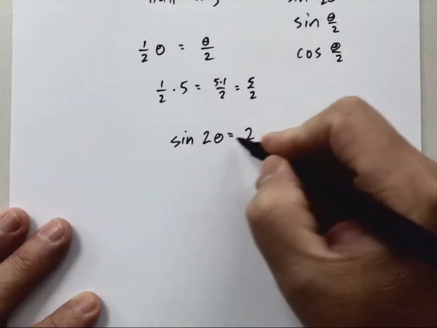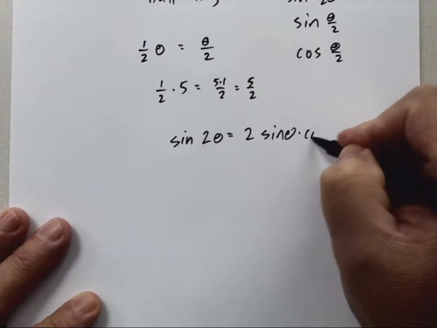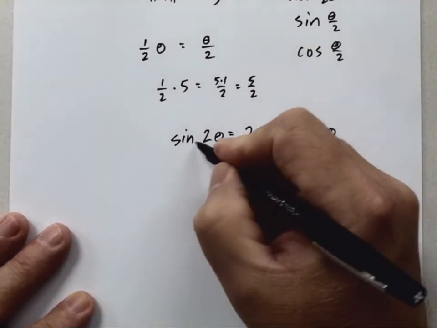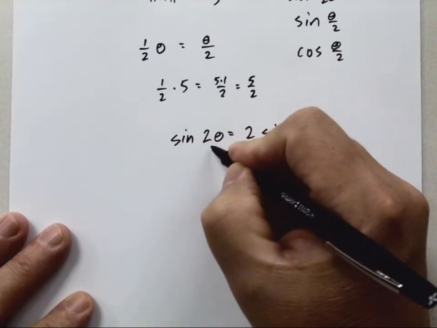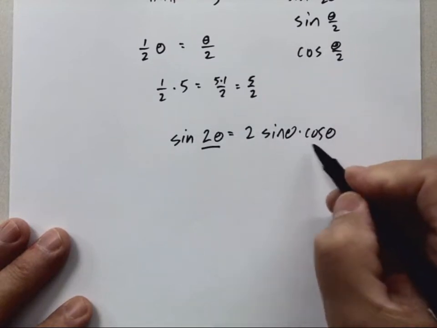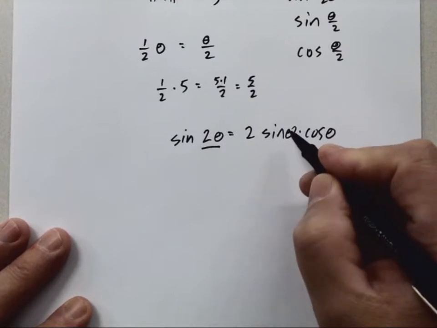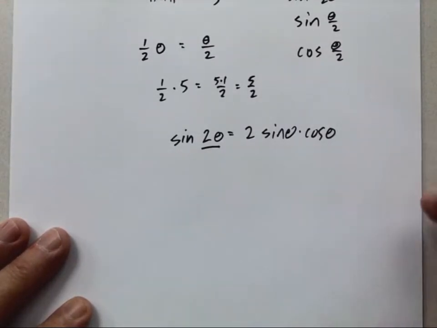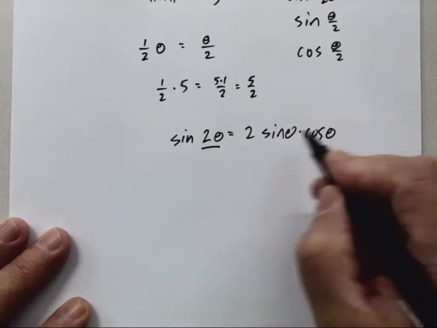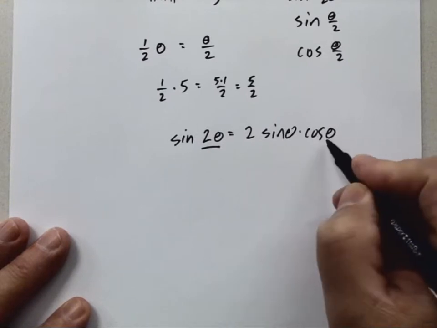So I'm going to write it. The sine of 2 theta is 2 sine theta times cosine theta. What I want you to notice is over here, inside the trig function, we have what we call our double angle, 2 theta. But over here, the actual formula, it's back to our usual sine theta, cosine theta. So even though we're trying to calculate a double angle, in order to calculate it, all we need to know are the normal trig functions, sine and cosine.